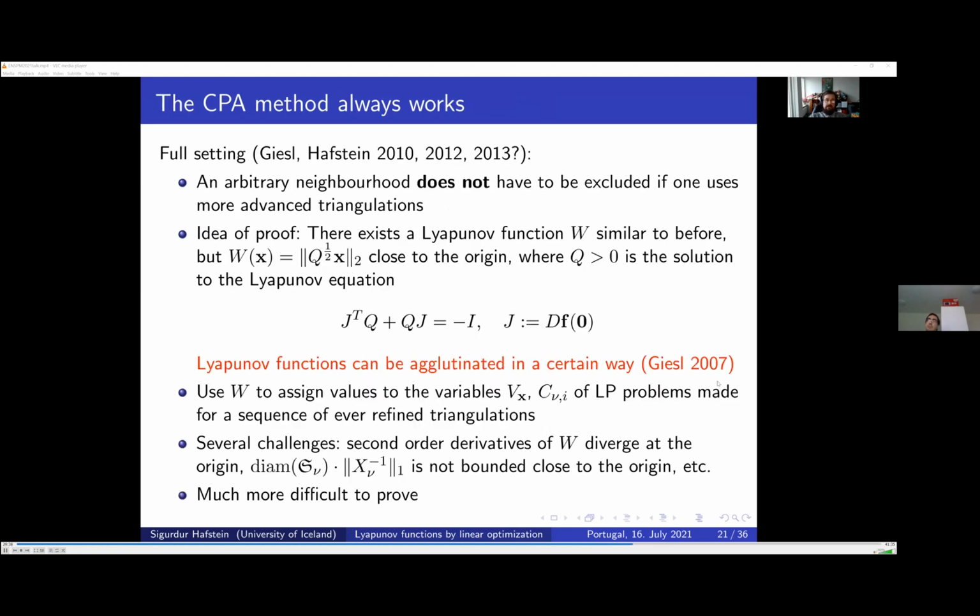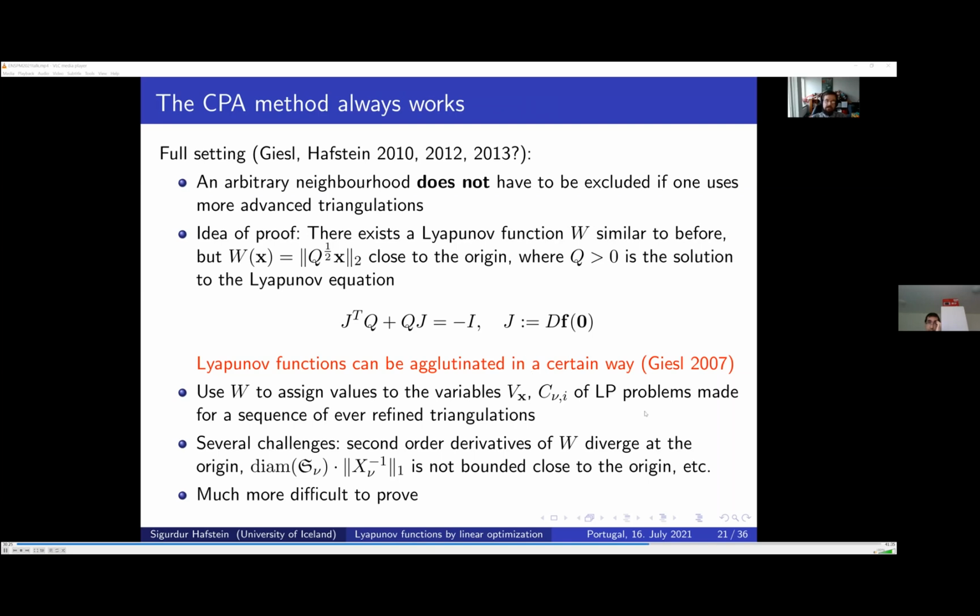If you want to do this in the full setting, and this was a result that we did much later, we don't really have to cut out this small neighborhood close to the origin. It's much more difficult to prove, but it can be done by using a certain Lyapunov function close to the origin. So basically it uses a linearization at the origin, computes a Lyapunov function for the linearization. And then these two Lyapunov functions, this local one and the global one we had before, can be agglutinated in a certain way, so that the result is still a Lyapunov function.